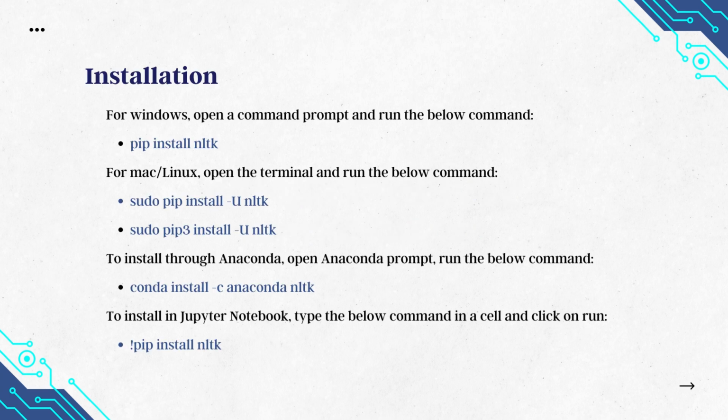The installation of NLTK can be done as follows. For Windows, the command pip install nltk on the command prompt will do the installation of NLTK. In Mac or Linux, we can use the commands sudo pip install -U nltk or sudo pip3 install -U nltk for the installation process. To install NLTK through Anaconda, the command conda install -c anaconda nltk should be run in the command prompt. To install it in the Jupyter notebook, we can run the command pip install nltk.